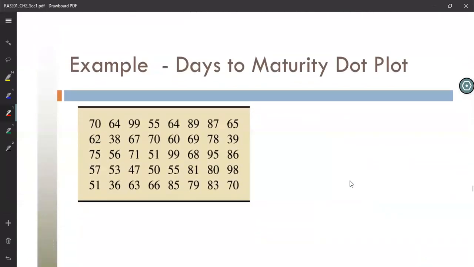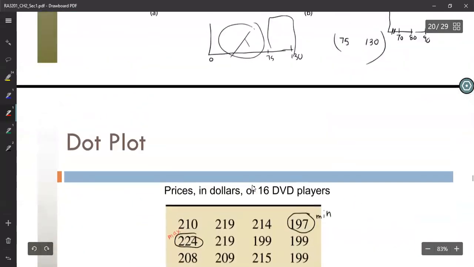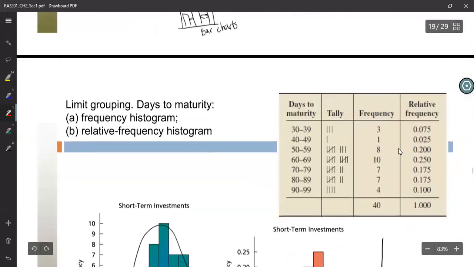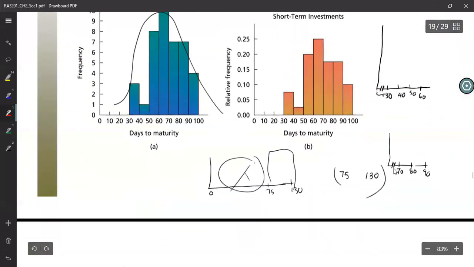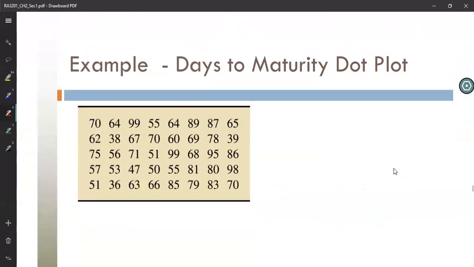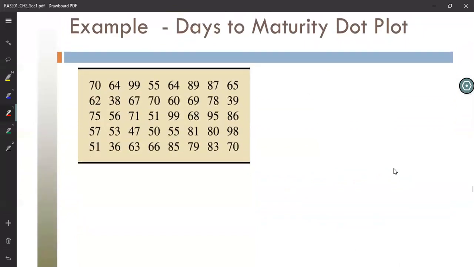Now, can you draw the dot plot for the days of maturity? So you already have the tally for the days of maturity for 40 values. Okay. So you can try this one. Draw the dot plot for the days of maturity. You already know the minimum and the maximum.